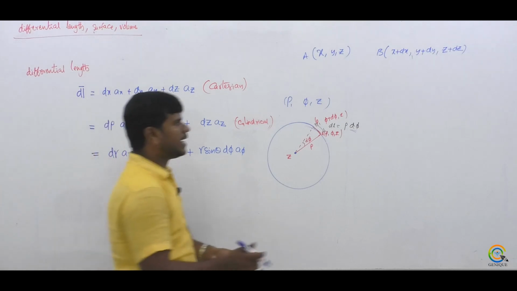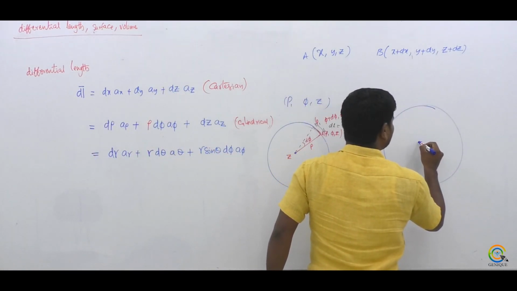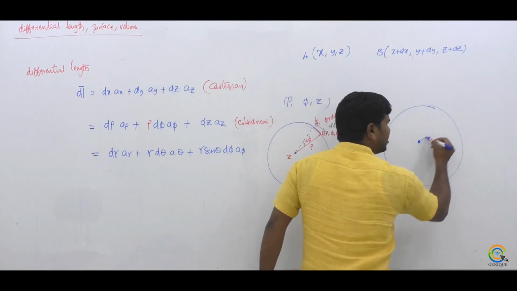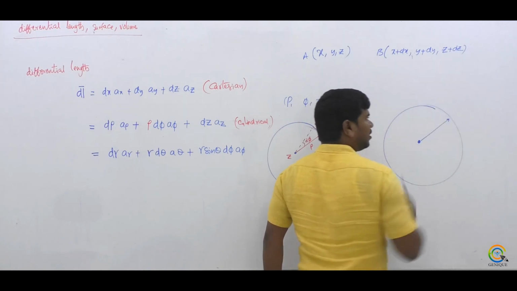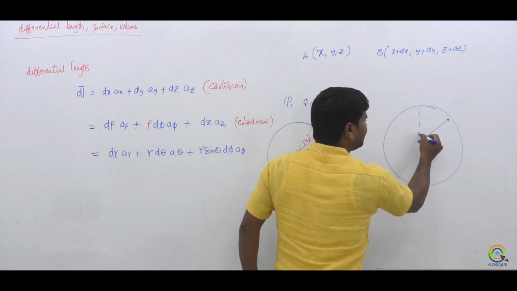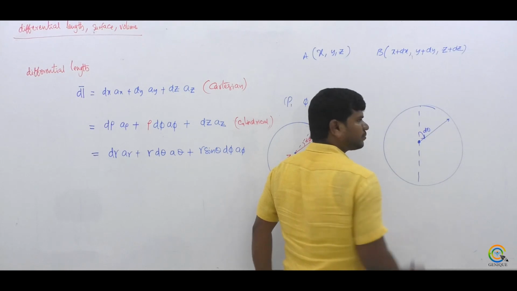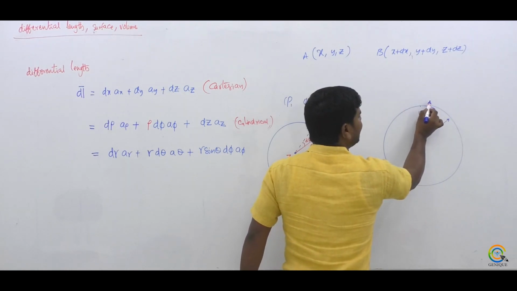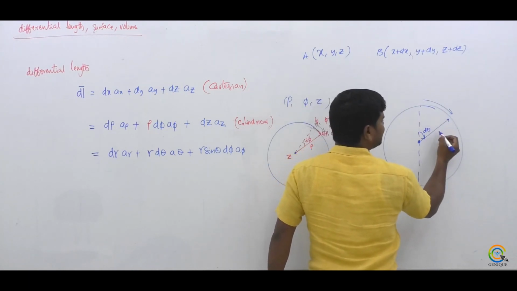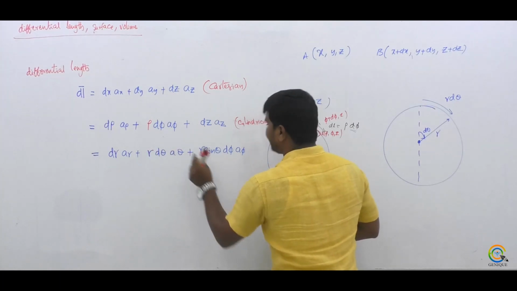See, suppose you take any sphere like this. What about this? In the r direction, this is dr ar. Okay, what about in the theta direction? This is theta, and this is d theta. What is the differential length in the theta direction? The differential length in the theta direction is equal to r into d theta. So that's why I have written r into d theta a theta.